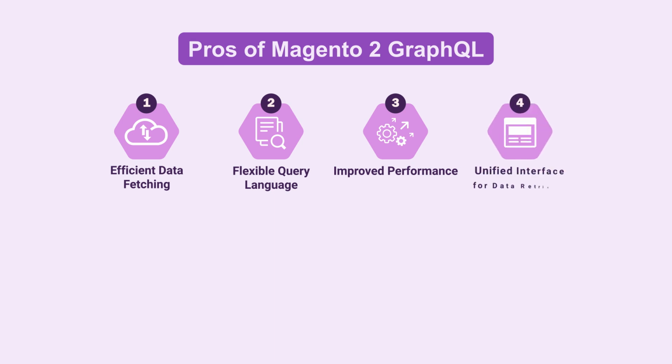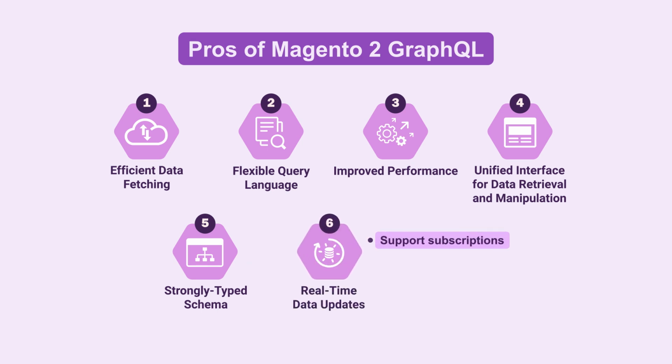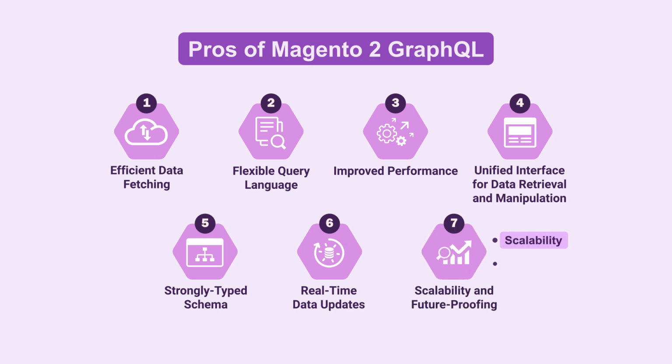It simplifies API usage by using a unified interface for querying and mutating data. Strongly typed schema ensures data structure consistency and operations for clients for easy introspection. Real-time data updates support subscriptions for real-time updates, enhancing user experience. It adapts to emerging technologies, ensuring scalability and future-proofing for Magento 2 stores.